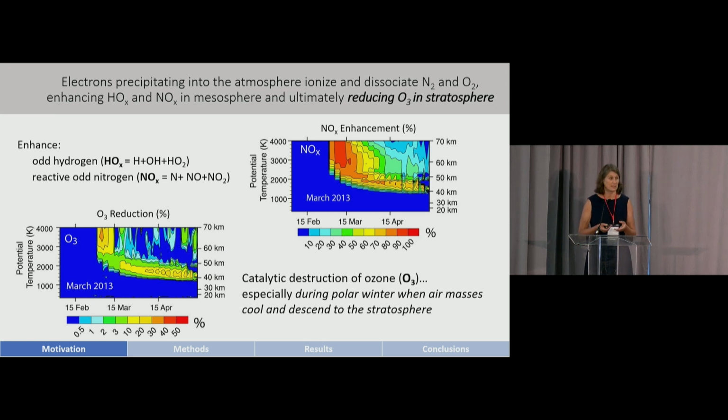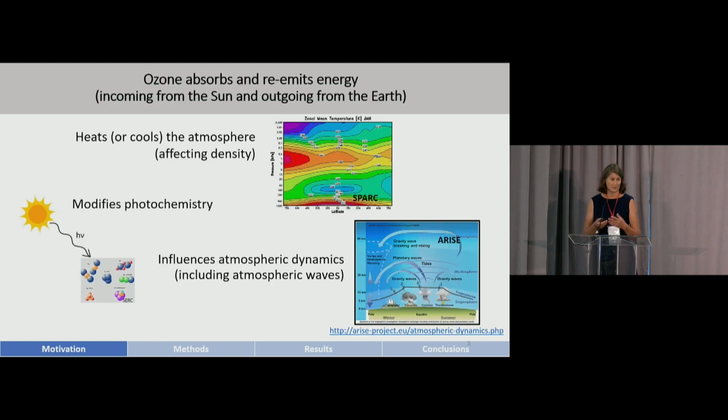So when these electrons precipitate into the atmosphere, they ionize the atmosphere and enhance odd hydrogen and reactive odd nitrogen, which leads to the catalytic destruction of ozone. This is particularly important in polar winter when the air masses cool and descend into the stratosphere. Ozone absorbs and re-emits energy and therefore affects the temperature of the background atmosphere, modifies photochemistry, and can influence atmospheric dynamics, such as the atmospheric waves that Astrid was describing.